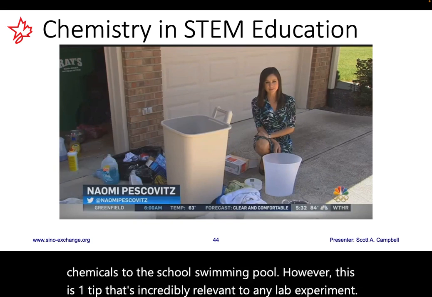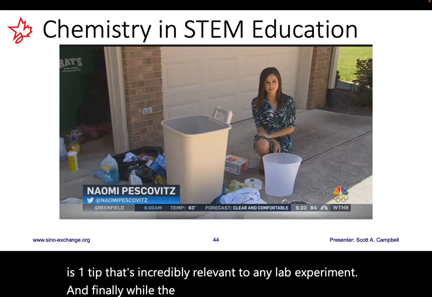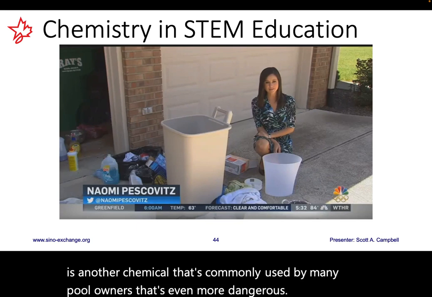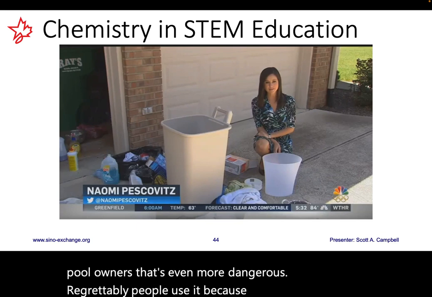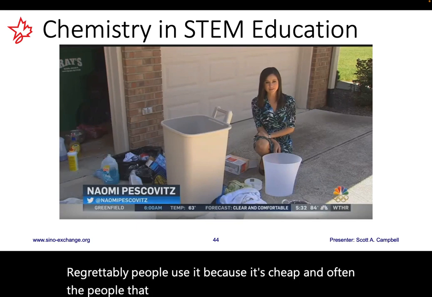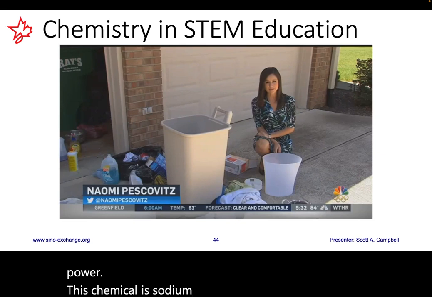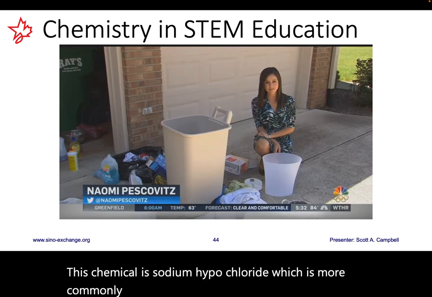And finally, while the dangers that chemicals such as calcium hypochlorite have cannot be understated, there is another chemical that's commonly used by many pool owners that's even more dangerous. Regrettably, people use it because it's cheap, and often the people that use this chemical have limited education and lack an understanding of its destructive power. This chemical is sodium hypochlorite, which is more commonly known as liquid chlorine.